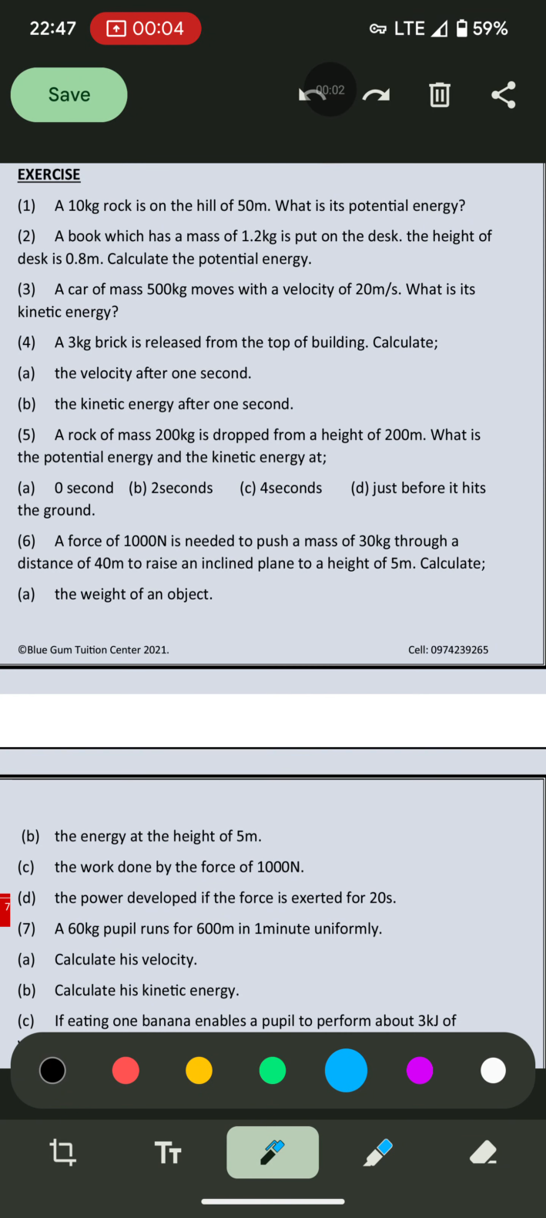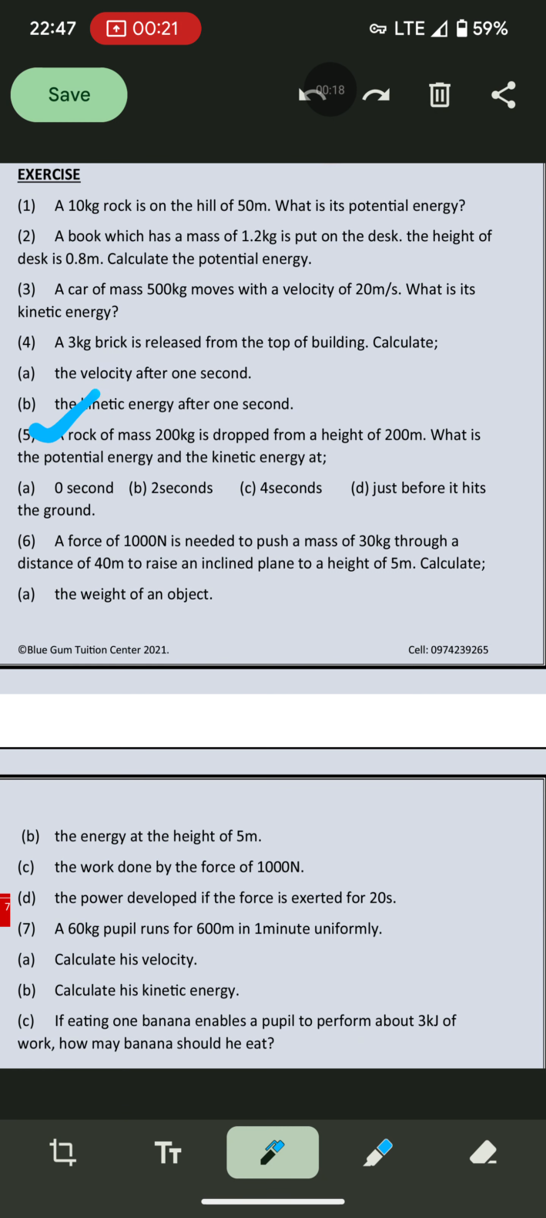Okay, so question 4. A 3 kg brick is released from the top of the building. Calculate the velocity after 1 second. Okay, now to calculate the velocity after 1 second, we're talking about, no, this is the question, it's question 5 that I want us to do. Sorry.